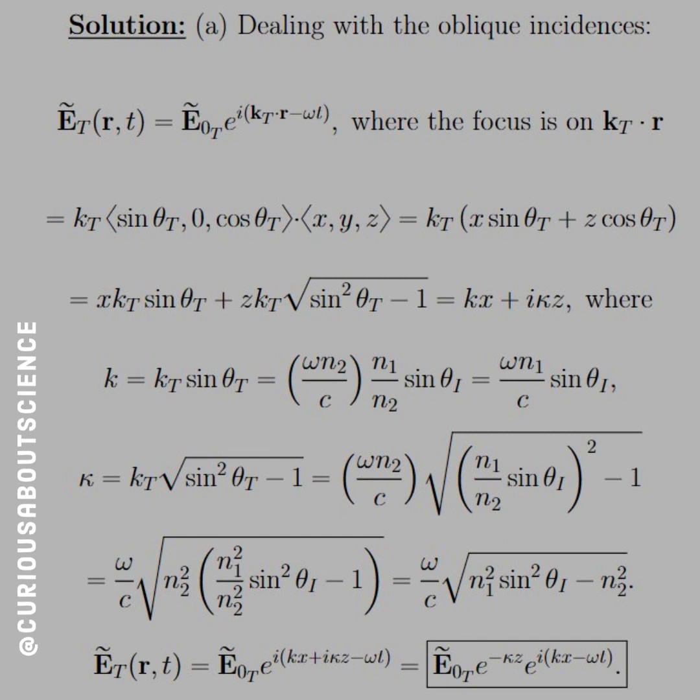Hence here, what we see is that we have kx plus i kappa z, since that's what we need to set it equal to, where k is equal to k_t sine theta t, and then kappa is equal to k_t times the square root of sine squared theta t minus 1. Push everything through as we see there.